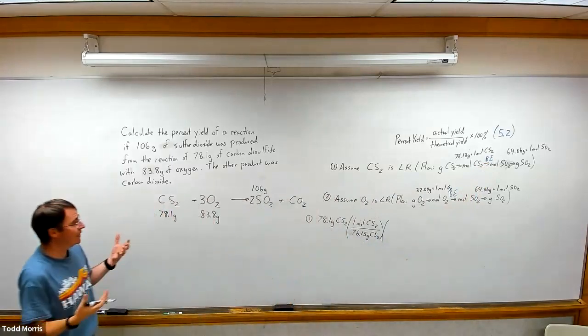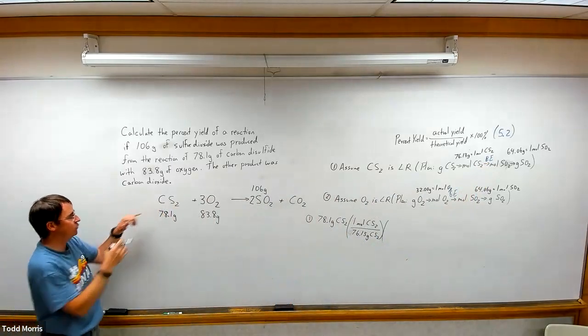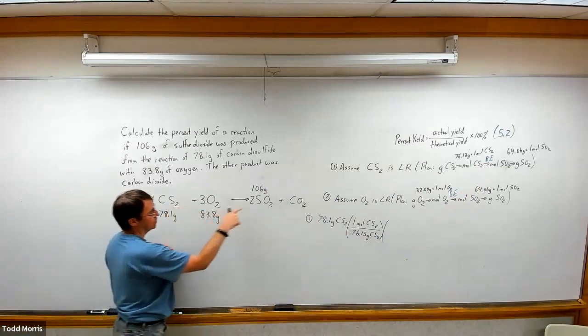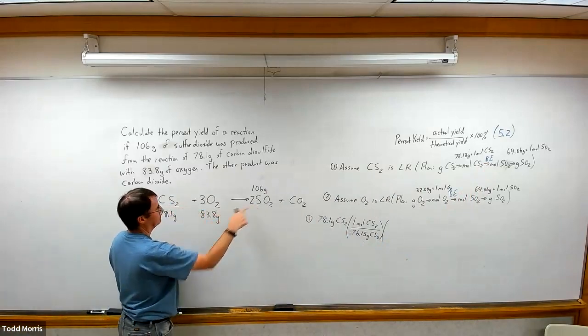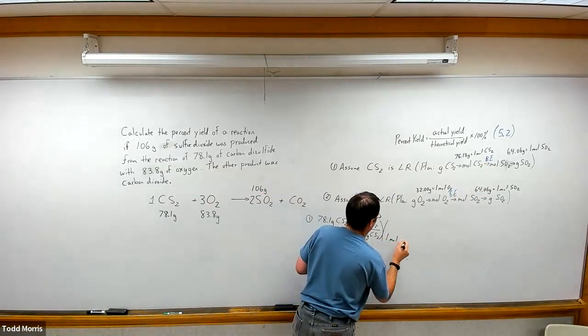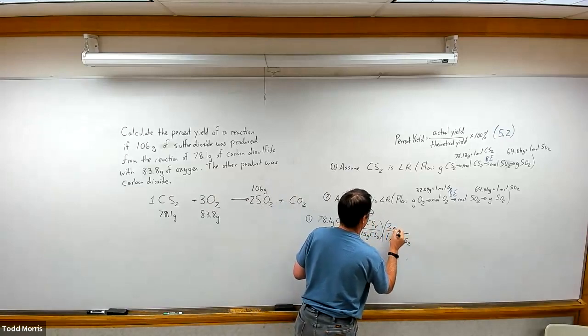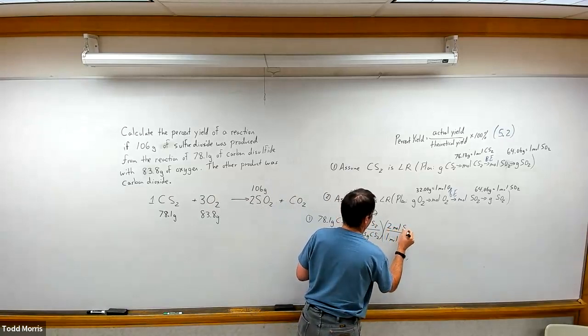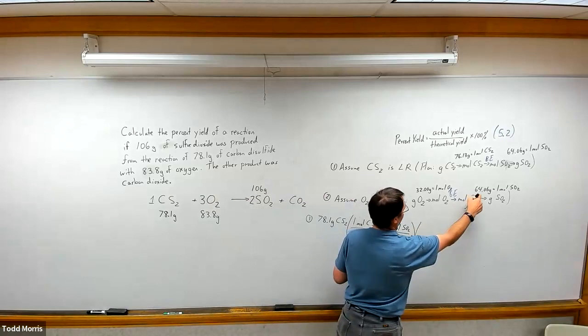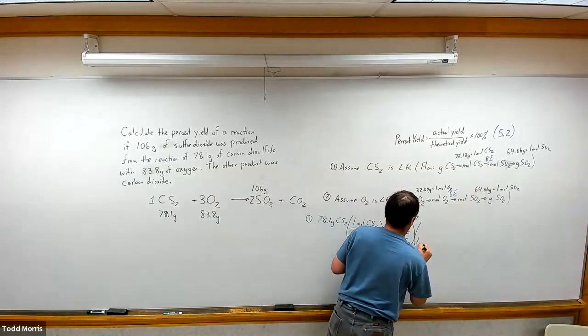So from the balanced equation, notice that it takes 1 mole of CS2 to produce 2 moles of SO2. So it's a 1-to-2 ratio. For every 1 mole of CS2 that's present, we should produce 2 moles of SO2. And finally, moles of SO2 to grams of SO2. We'll use the molar mass of SO2, which is 64.06.